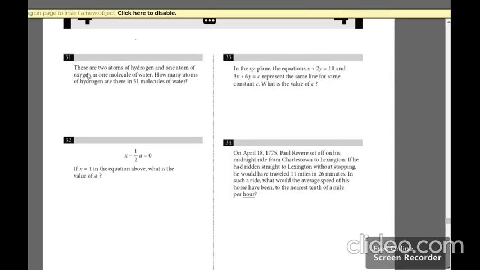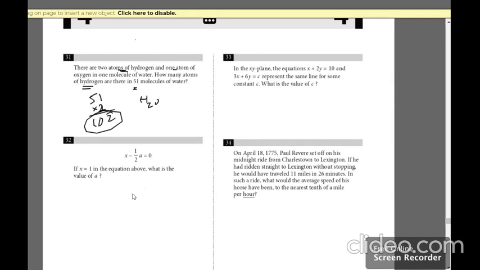So we have question 31 here. There are 2 atoms of hydrogen and 1 atom of oxygen in 1 molecule of water. How many atoms of hydrogen are there in 51 molecules of water? Okay, so we know H2O, so 2 hydrogen means 51 times 2, that is what we are concerned with. That is going to give us 102, that's our answer.